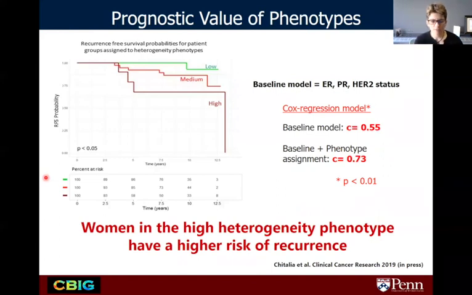All right, and let's look at a bit of the Kaplan-Meier curves of the different phenotypes. So you can see here the Kaplan-Meier curve for the low, medium, and high heterogeneity. And we built a Cox proportional hazard model. The baseline model, we used some of the conventional prognostic markers that we had available, receptor statuses and so forth. And then we added to that baseline model the phenotype assignment category.